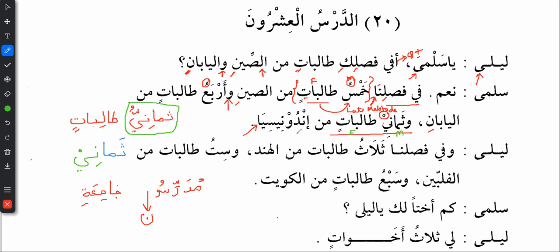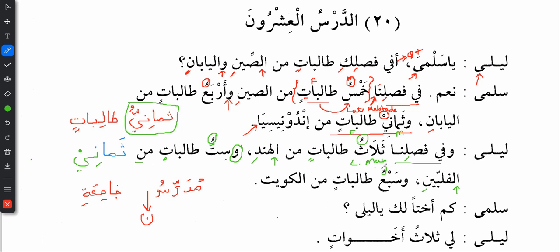Min Indonesia. وفي فصلنا ثلاث. Now this is also a shibh jumla, so that's why it's with dhamma. Late mubtada. I'm writing L and M mubtada. طالبات من الهند. Since there is a lam tarif, there will be a kasra due to harf jar. Wasittu, this is with shadda and dhamma, because of the atf it is following the same haraka. Thalasu and sittu. Talibatin minal Filipini. Why? Because of the lam tarif, it can take a kasra due to harf jar.